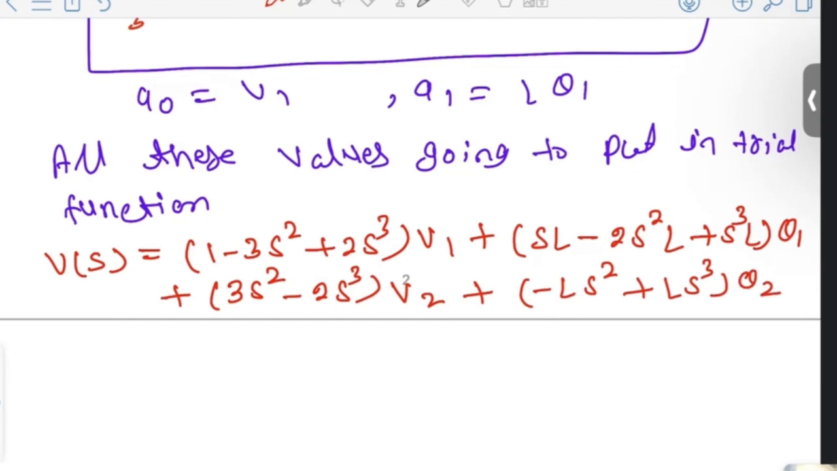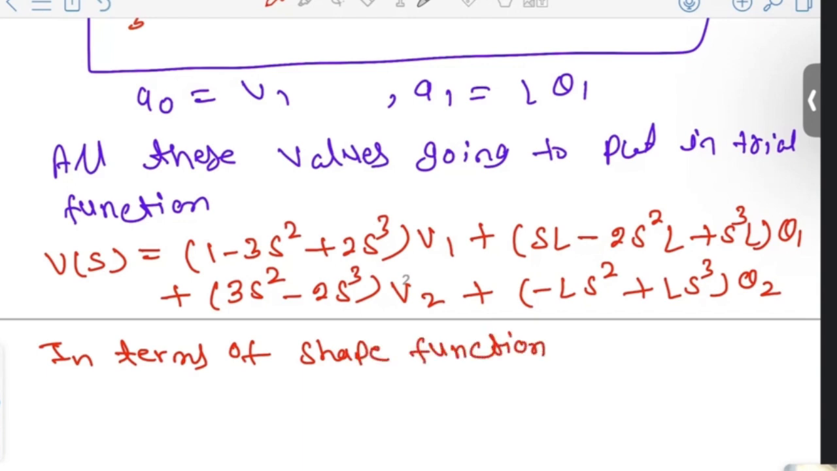Yes. So now in terms of shape functions, what will our vertical displacement be? Bs equal to N1. Okay, tell me how many shape functions we will have here. We have 4 degrees of freedom.